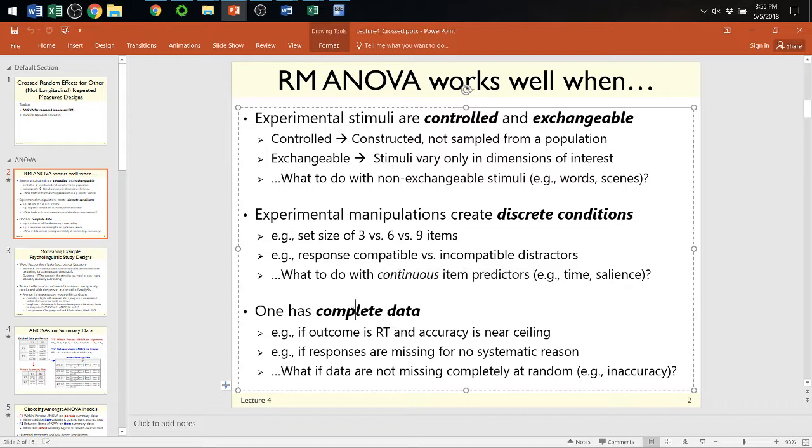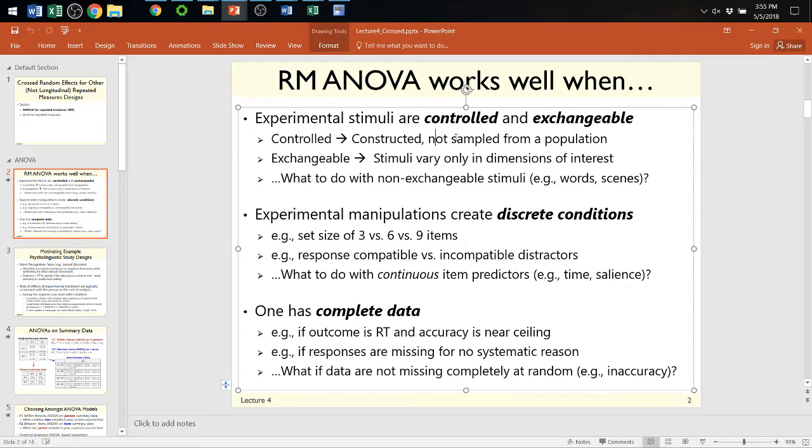And last but not least, complete data. So if you're measuring response time, tradition has it that you only use response time for trials that are accurate. But people are sometimes inaccurate. And if they are inaccurate on the trials that would have been the hardest, that would have taken the longest, the mean response time that you're left with could be biased because it doesn't have the trials for which the response time would have been highest. We call that missing not at random. So ANOVA starts to break down when you have any of these problems.